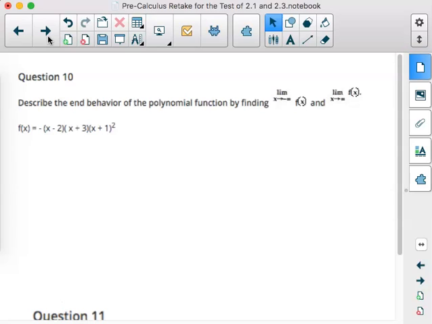All right. Question 10. Describe the end behavior of the polynomial just using our limit notation, which is how we describe end behavior anyway.